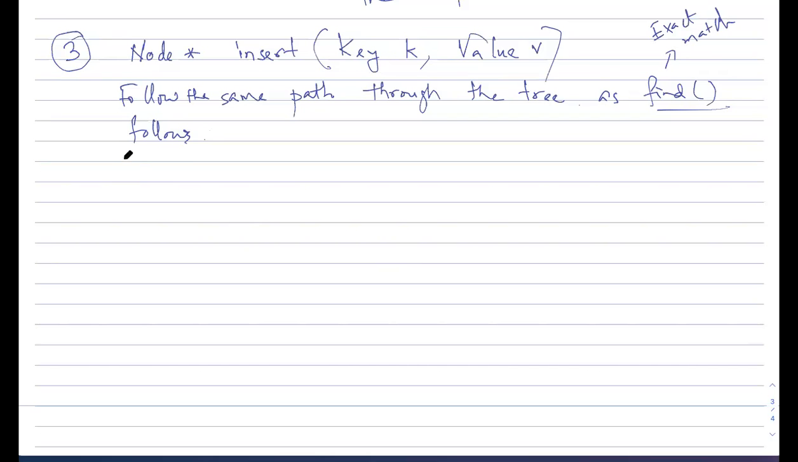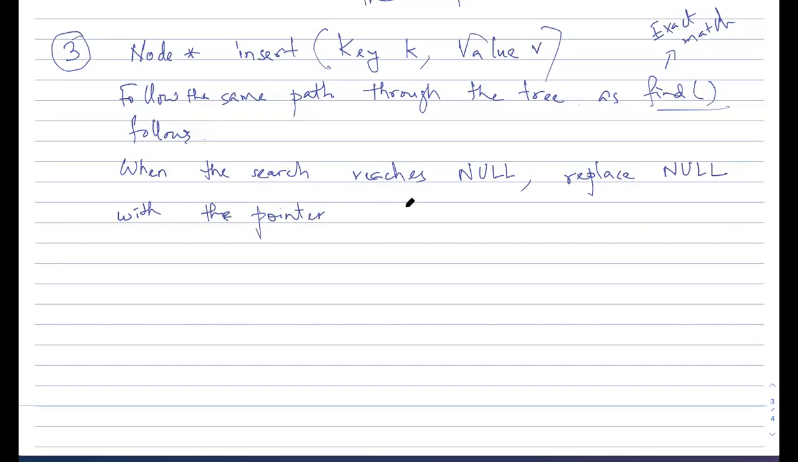Okay, so when the search reaches a null pointer, then you replace the null pointer with the pointer to the new node, with the new node constructed with the key and value pair.